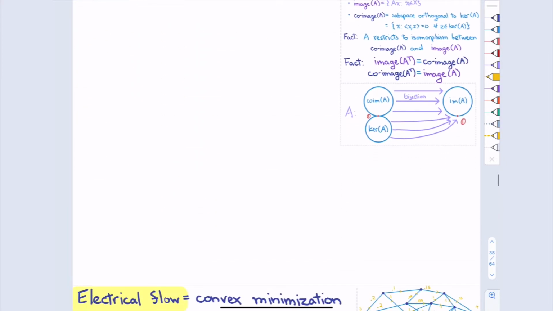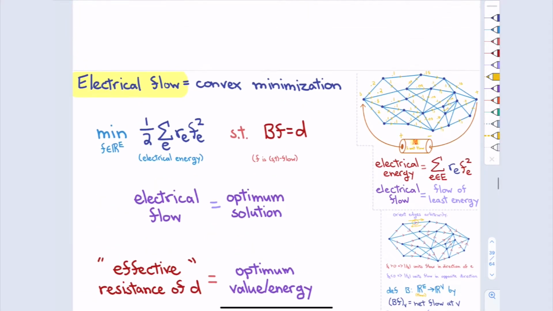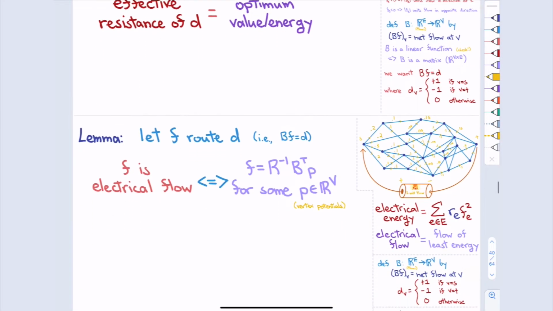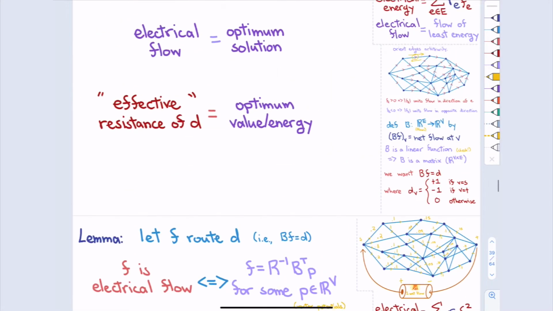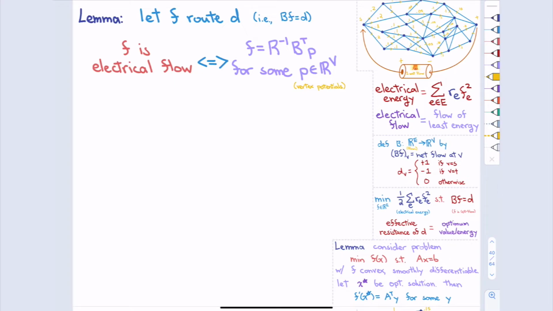Okay, good. We'll just put it in a box now. Right, where is it? Okay, so that lemma is now sitting in the bottom right. Let's go back to talking about electrical flows.